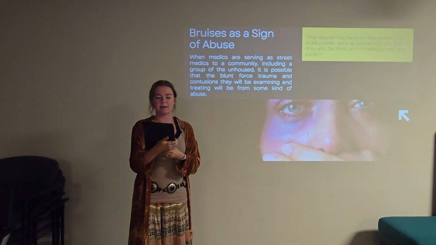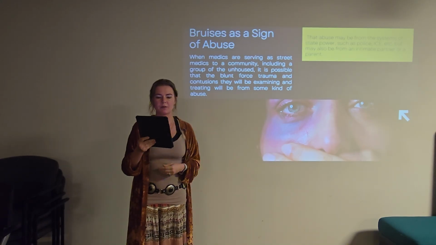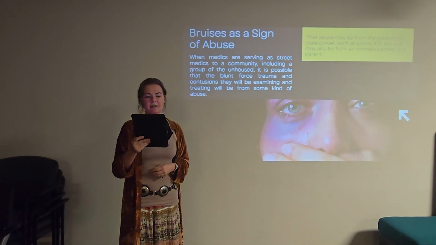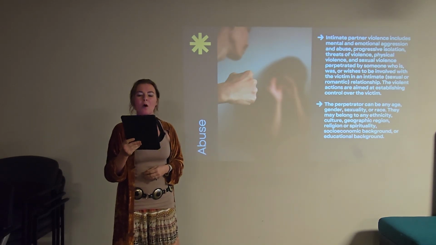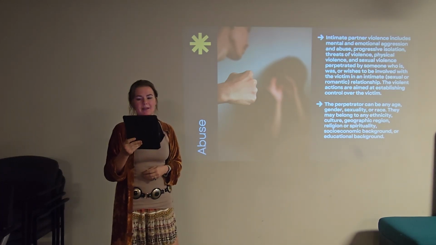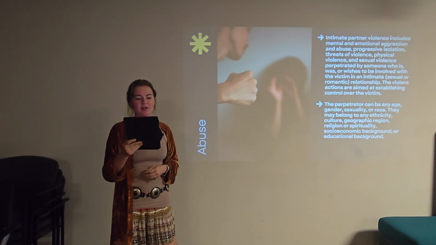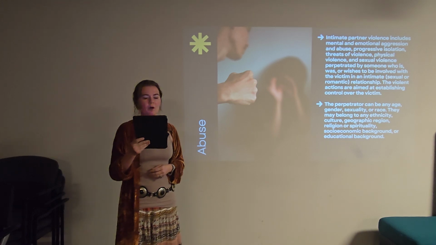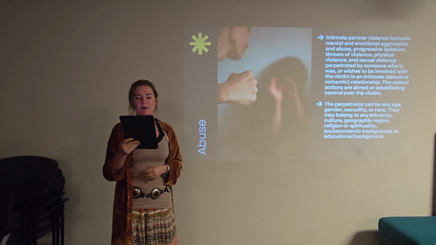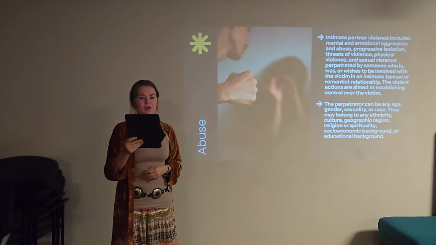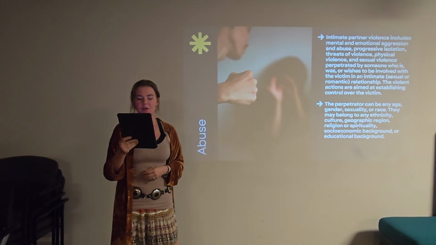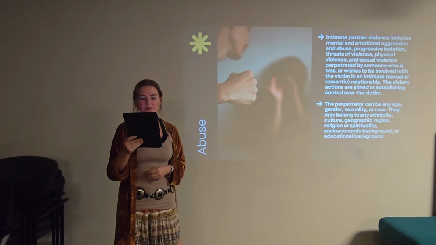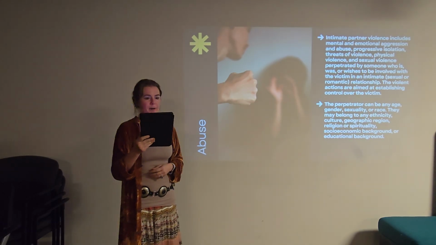Intimate partner violence includes mental and emotional aggression and abuse, progressive isolation, threats of violence, physical violence, and sexual violence perpetrated by someone who is, was, or wishes to be involved with the victim in an intimate, sexual, or romantic relationship. The violent actions are aimed at establishing control over the victim. The perpetrator can be any age, gender, sexuality, or race. They may belong to any ethnicity, culture, geographic region, religion or spirituality, sexual, socioeconomic background, or educational background.